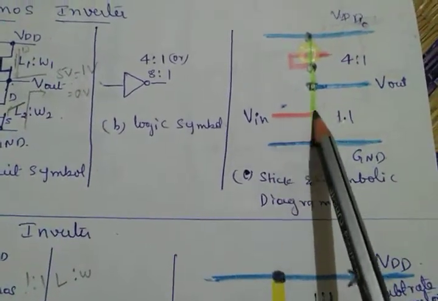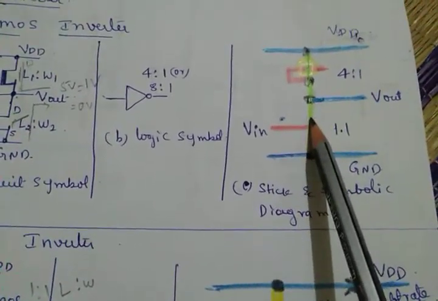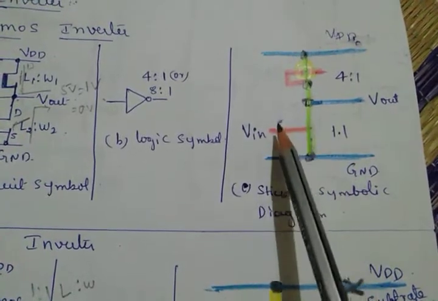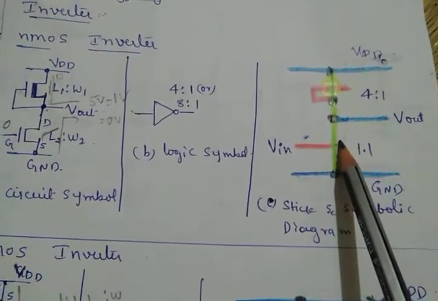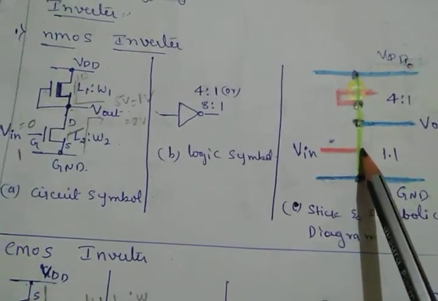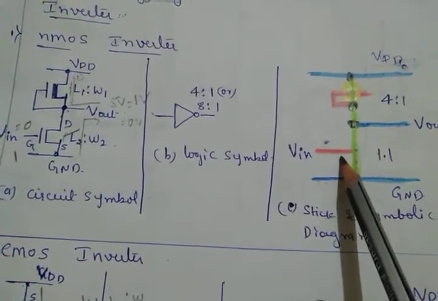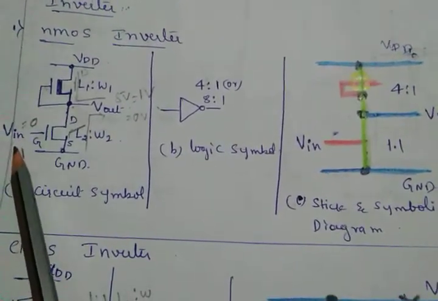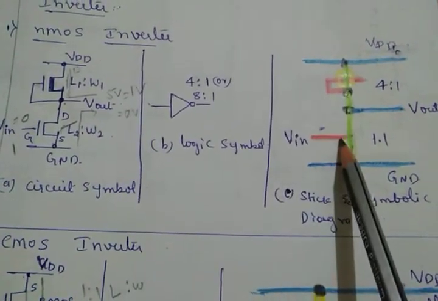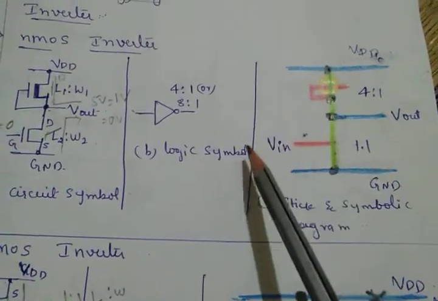So this is the nMOS transistor. When the n diffusion cuts the polysilicon, the transistor is formed. Okay, so this is one more transistor. So two transistors are formed, and this is the output and this is the input. Here V in is there, so this is the input. Okay, understood the stick diagram.